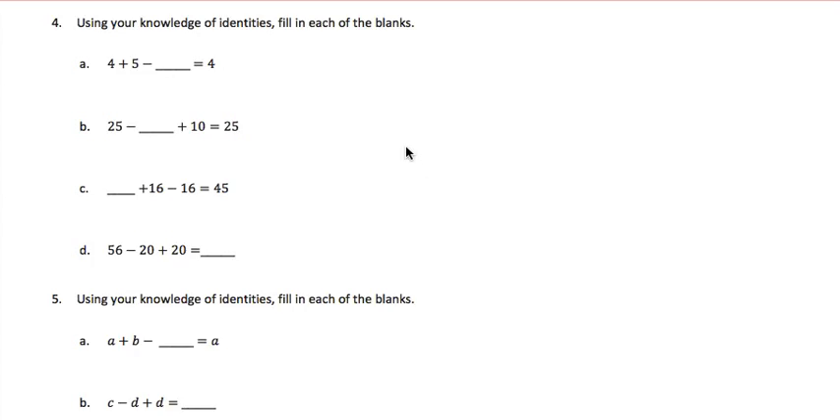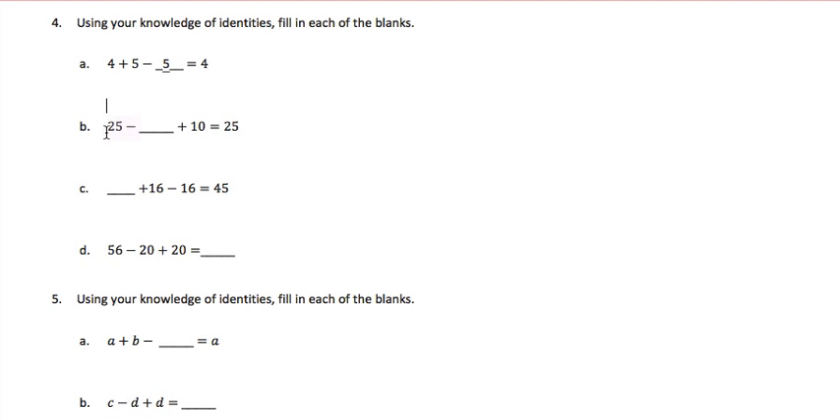Now, without having to draw the tape diagrams, we're going to use that same knowledge to fill in the blanks. It says using your knowledge of identities. An identity is when you can add or subtract 0 from a number and still retain the same number. So this is what we're looking at. If we start with 4, we add 5, and then subtract 5, we'll still have 4. So that's what we're asking for right here. If we added 5, we need to subtract 5.